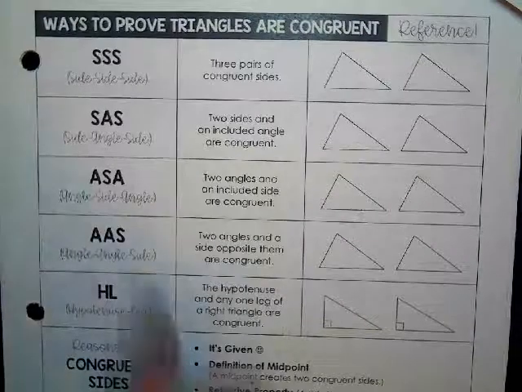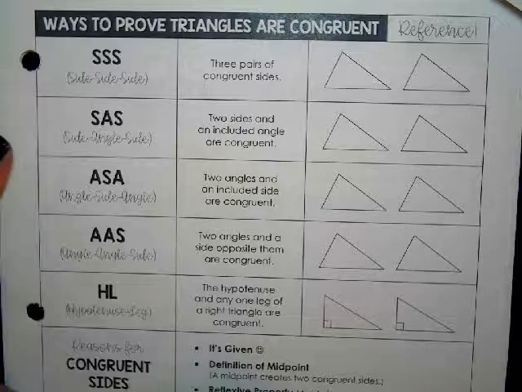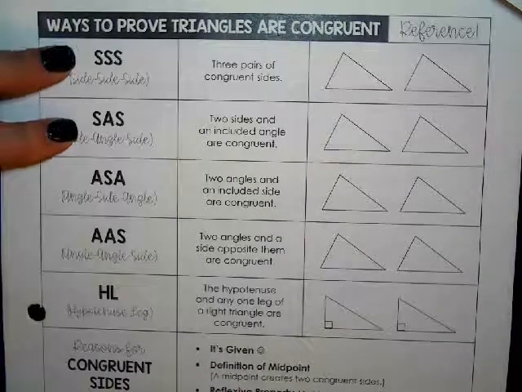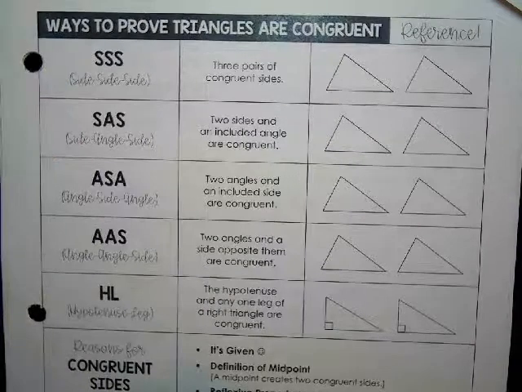I'm not sure. Okay, so there are different ways to prove that triangles are congruent. Today, we are going to learn about the first two, okay? Side, side, side, and side, angle, side.